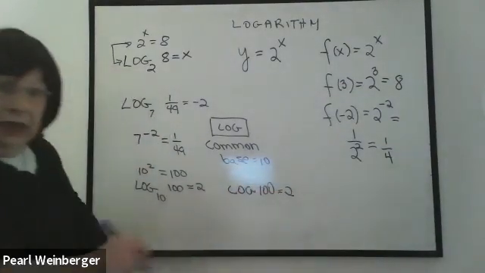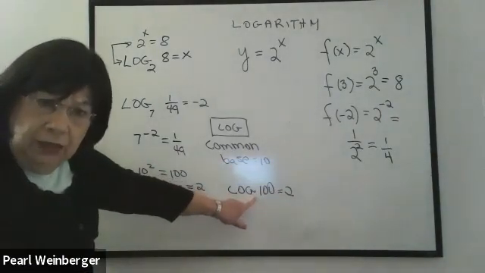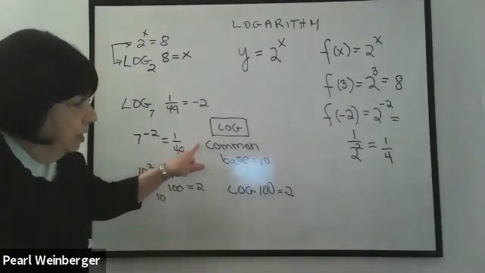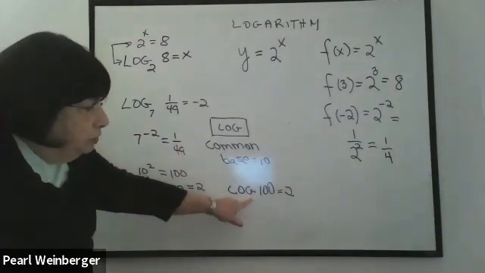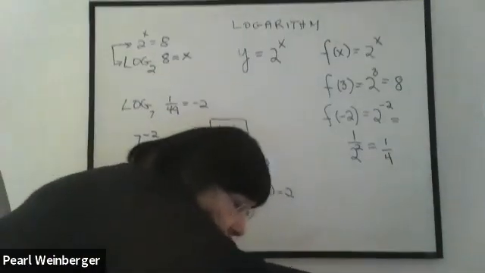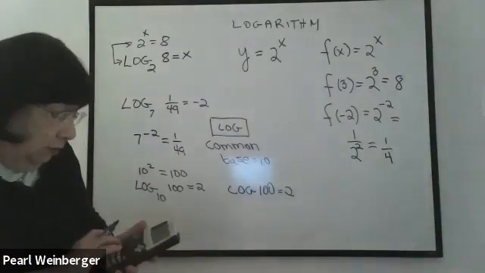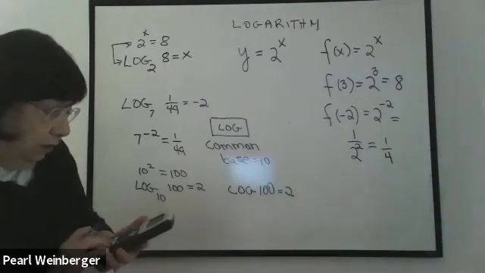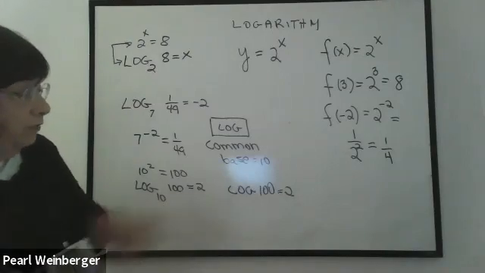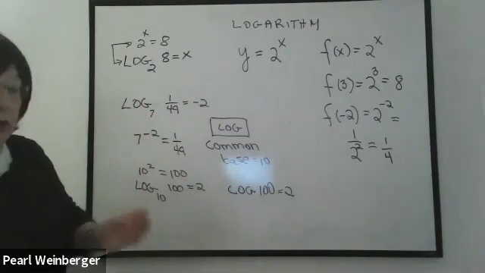In other words, if you see the word log and there's no subscript written there, it wasn't forgotten. It means that it's a common log, and the base is understood to be 10. And it means that you could go to your calculator. If you press the log button and put in 100 and close your parentheses, you will in fact get 2. Because the log of 100 in base 10 is 2. 10 to the exponent of 2 gives you 100.